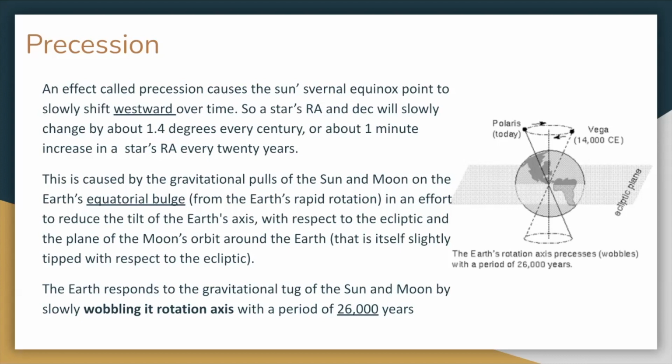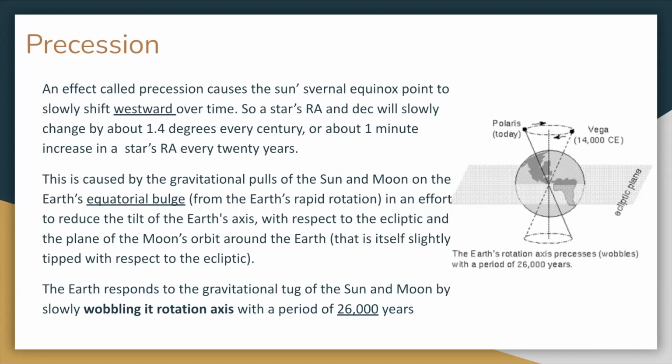But because of these opposing pulls on Earth's equatorial bulge, the Earth is a little bit like a top. Tops don't typically spin perfectly like this. There's a little bit of wobble with the axis. And this wobbling is what we call precession. And the Earth's axis completes one full wobble once every 26,000 years. So it happens very, very slowly.